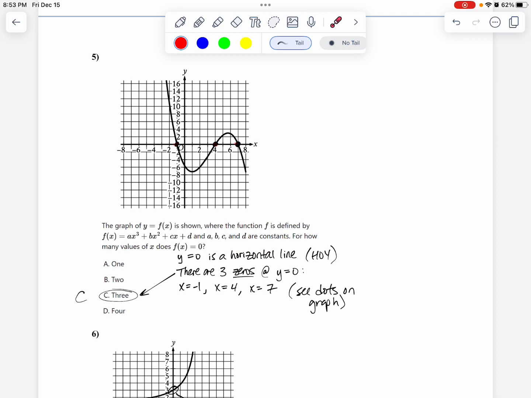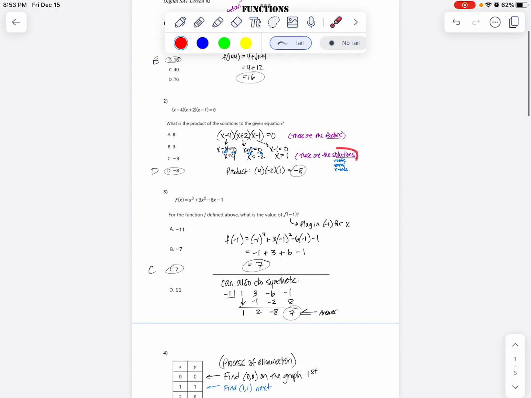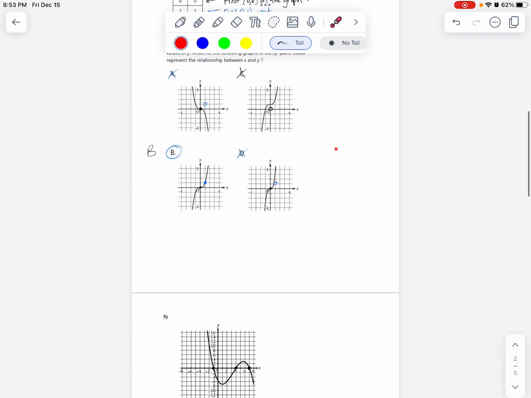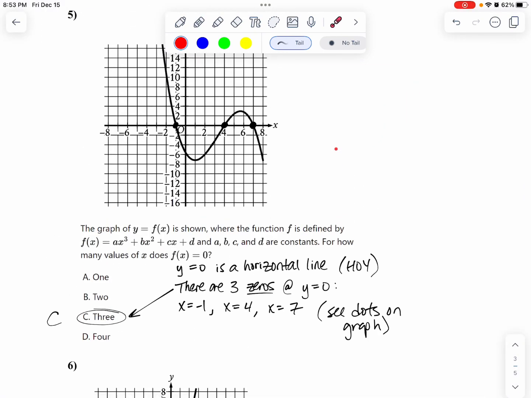And those are the zeros, or the roots, or the x-intercepts, or the solutions. Remember all of those synonymous words? What did we write down here? All of these is what it's asking about. They're all interchangeable. But right here it says how many values of x. So I'm reporting the x numbers, this one, and this one. Looks like there's 3 of them that touch y equals 0, which is why I'm having 3.